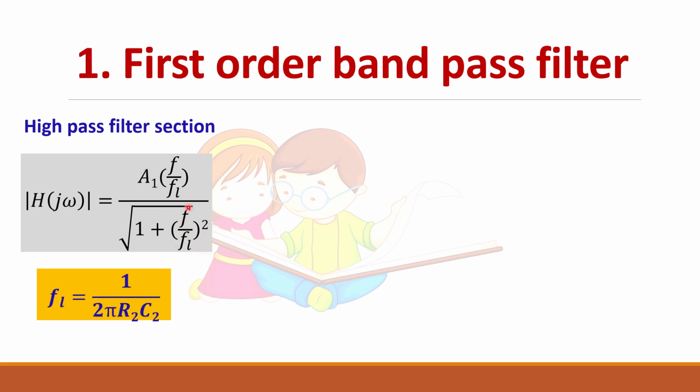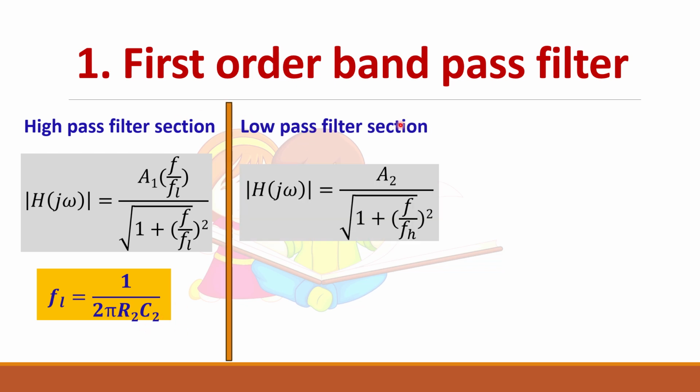Where FL is, here you will get F by FL. So FL is the lower cutoff frequency, which is given by 1 by 2 pi into R2 into C2. Now for the low pass filter section, the magnitude is given by this equation. Here we have a frequency FH, which is given by 1 by 2 pi R1 into C1.